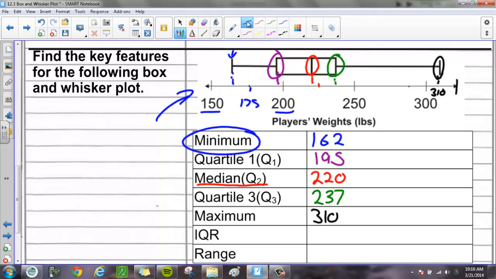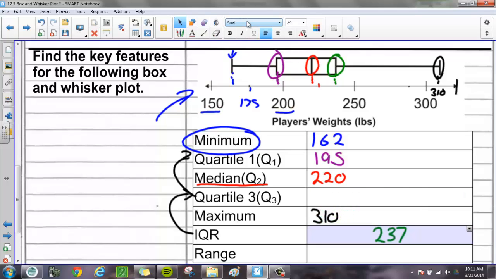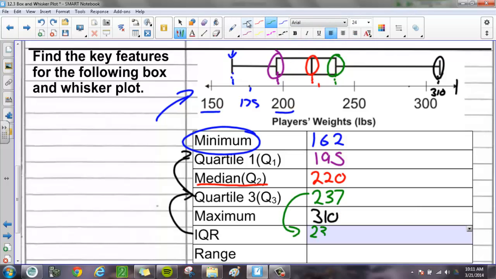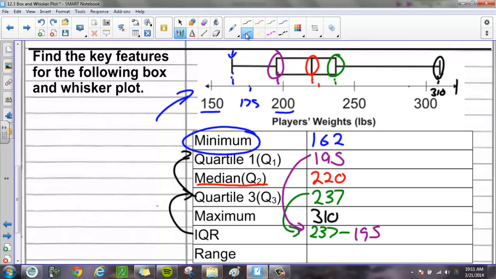Now we have to figure out the interquartile range. Now remember, the interquartile range is the difference between quartile 3 and quartile 1. So if quartile 3 was 237 and quartile 1 was 195, we just have to do 237 minus the 195 that we have right here. So 237 minus 195, it looks like it's about 42. This is equal to 42. That's the IQR right there.